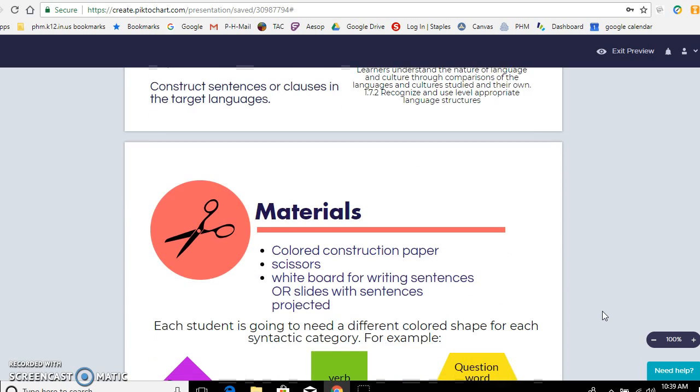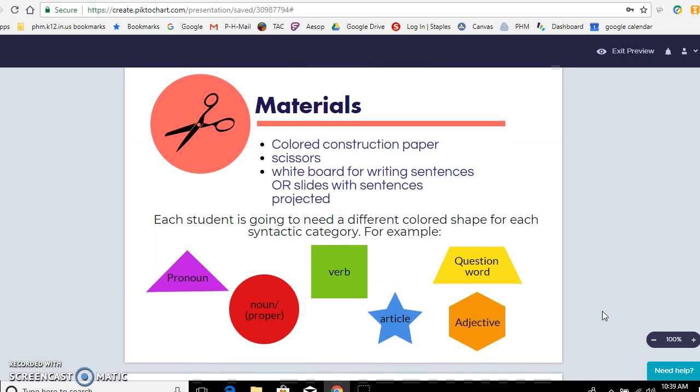The materials that you're going to need would be colored construction paper, scissors, and a whiteboard or a blackboard or however it is that you use to show information to students. So obviously it's different maybe for everybody, but I have a projector and a whiteboard, so that's what I would be using, but you could also just write your sentences or use a blackboard or whatever.